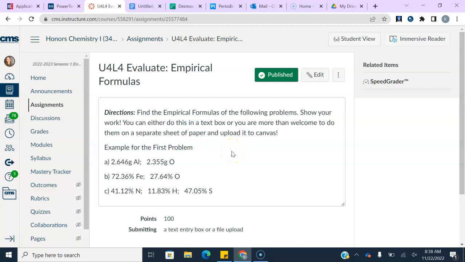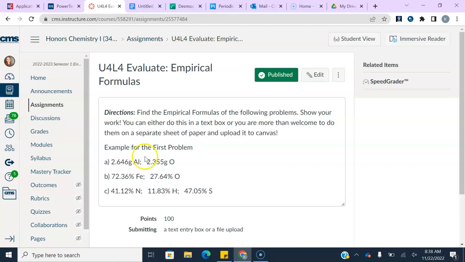So we're doing empirical formulas today. And I do want to point out that the first one is in grams, and then B and C are both in percentage. Remember, all you have to do is convert the percentage to grams, so 72.36% will be the same as 72.36 grams. So I just wanted to point that out.